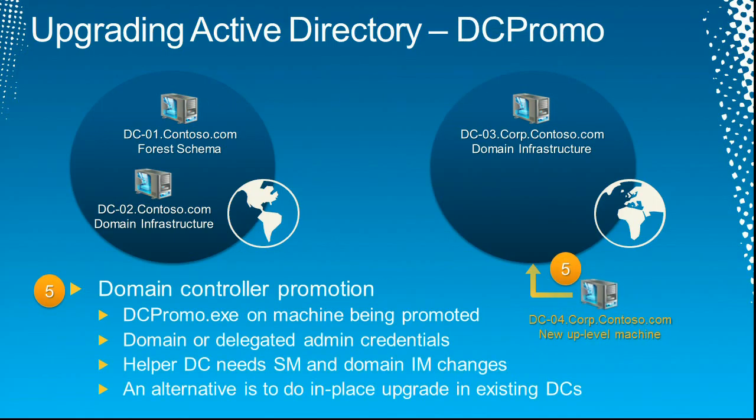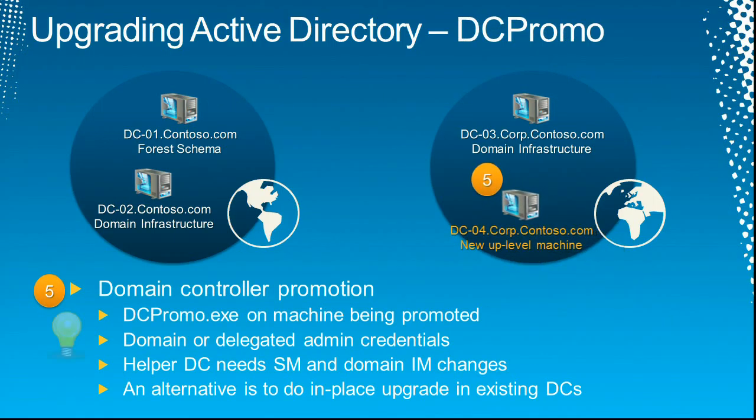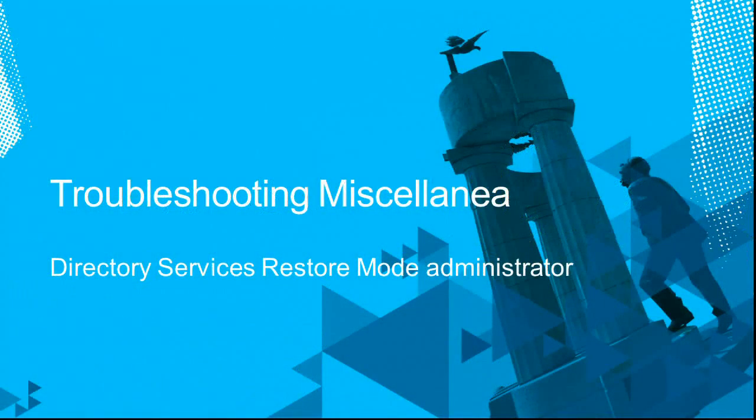Now, once you have prepared the forest, the schema, the domain where the domain controller will be, and the optional RODC and GP preparation operations, you will be able to introduce that first domain controller, either by upgrading one of the existing down-level DCs or by running DC promo on the new machine. For that, you will need domain admin credentials.